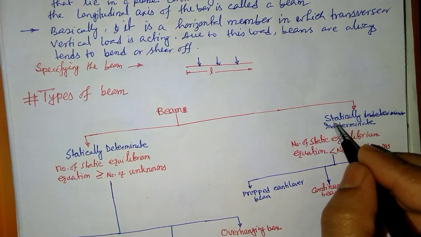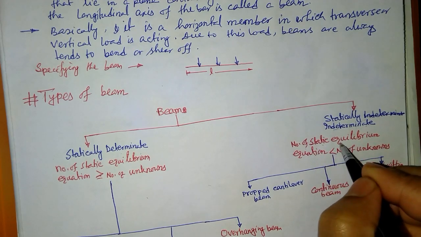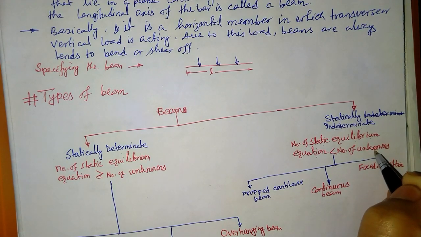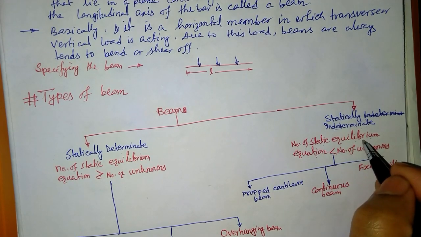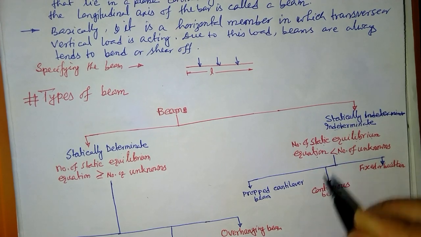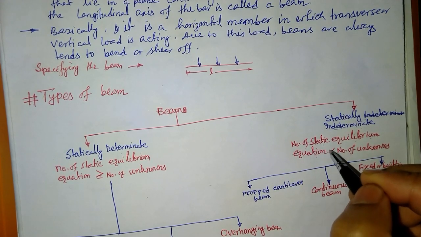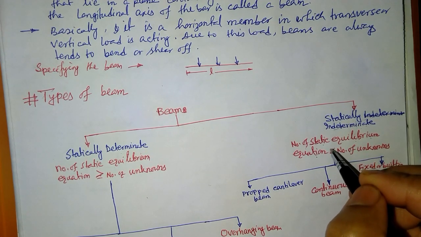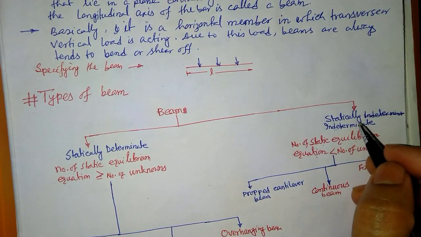And in a statically indeterminate beam, the number of static equilibrium equations will be less than the number of unknowns. That means for this kind of beam, by using the static equilibrium equations, we can't find the reactions. So for finding the reactions, we need another equation. The static equilibrium equations are not sufficient to find the unknowns. So this is our statically indeterminate beams.